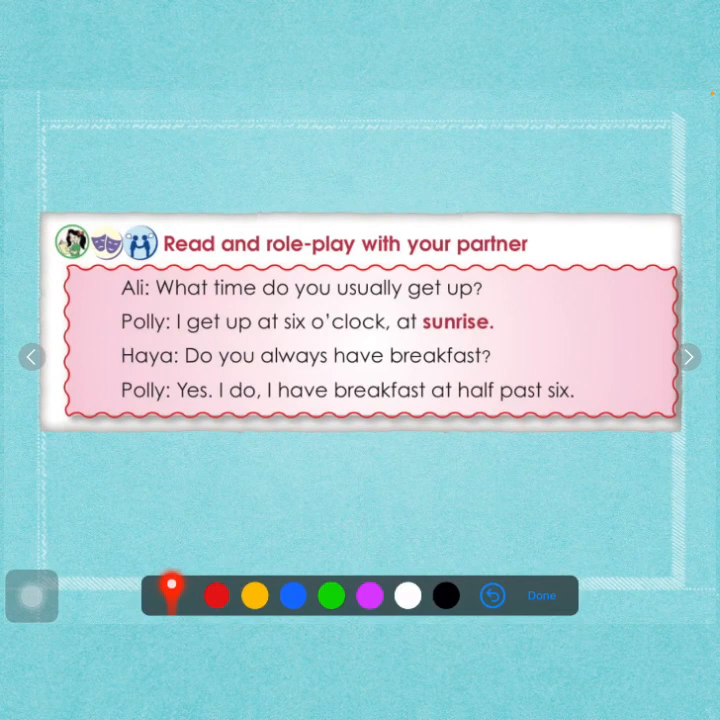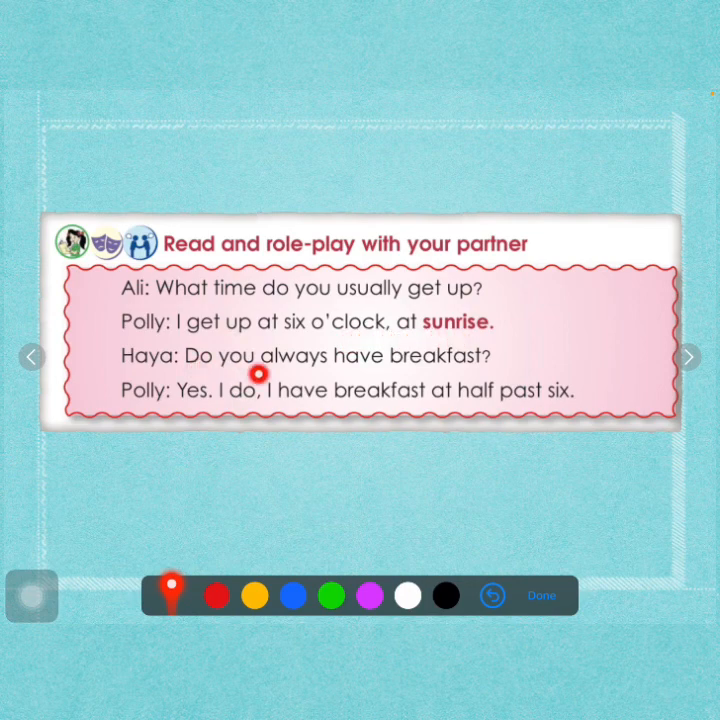Okay, girls, now what are we going to do? We are going to read and role play with your partner. Okay, girls, now we are going to read. What time do you usually get up? I get up at 6 o'clock at sunrise.